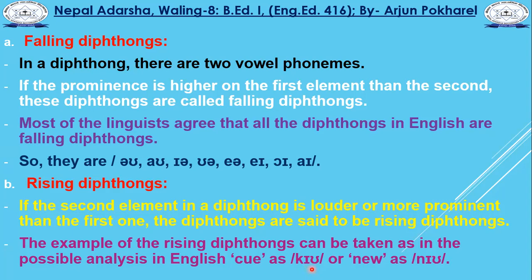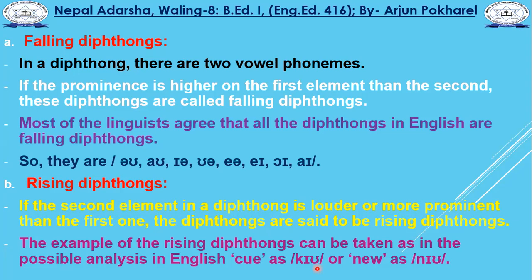EU, EU. This EU is not a diphthong. When you say EU, the second element is more prevalent, more louder. New. Ooh, ooh. This is more prevalent. That's why the example of rising, because there are no rising diphthongs in English. All the diphthongs of English are falling diphthongs.